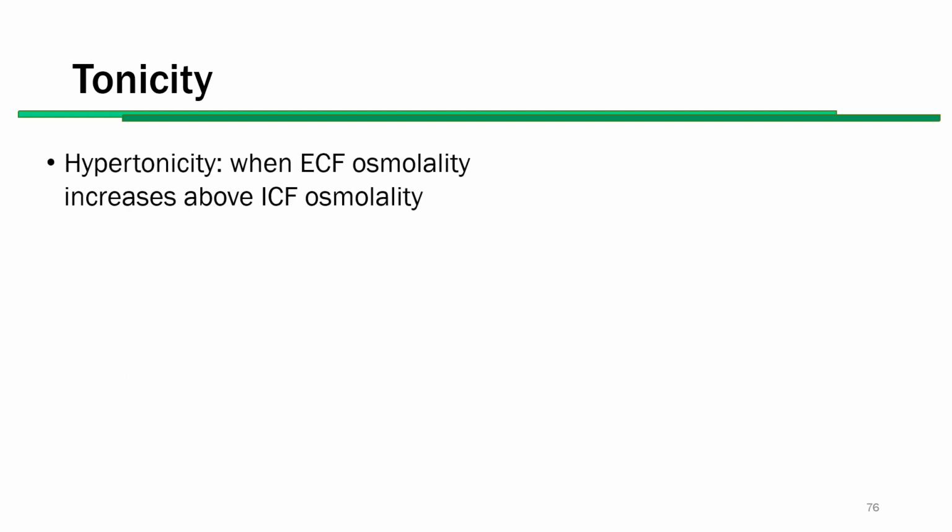So if we have a hypertonic solution, a hypertonic solution is when the extracellular fluid osmolarity rises above the intracellular fluid osmolarity. So let's say the intracellular fluid is still at 290 milliosmoles, but our extracellular fluid goes up to 295. Now that's a hypertonic solution because the extracellular fluid has a higher tonicity, has a higher osmolality than the intracellular fluid.